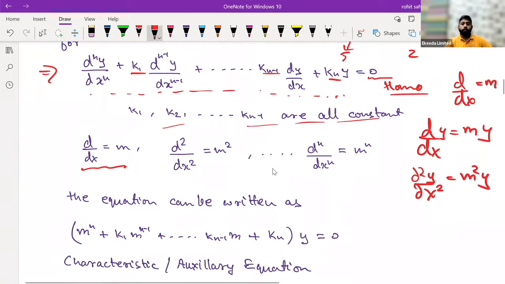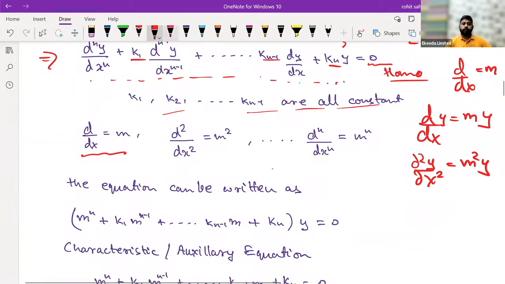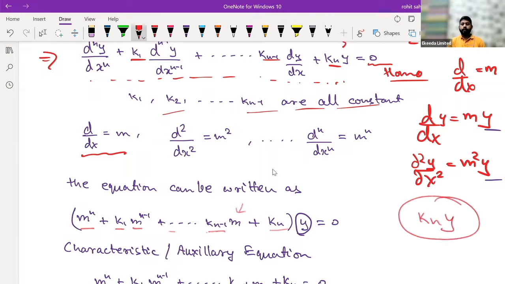How? First, we take m common from all terms. You can see every term has m, so we took out whatever was common. Inside, what you had was m to the power of n for the nth derivative, k1 with m to the power n minus 1, then k2 with m to the power n minus 2, up to kn minus 1 with the first derivative m, and just kn where you had only kn y. You take y common, and it is left with kn, like this.